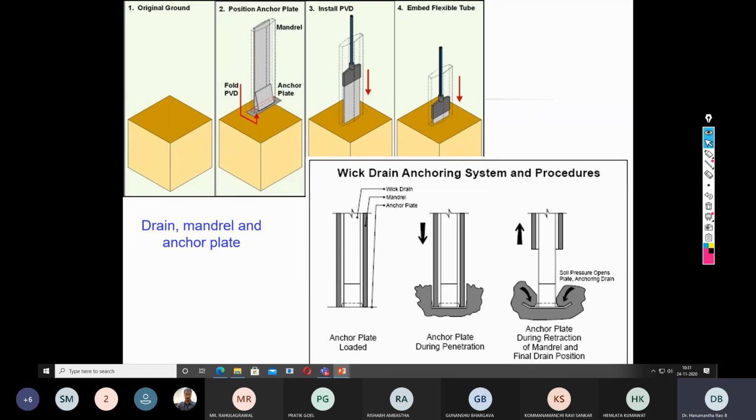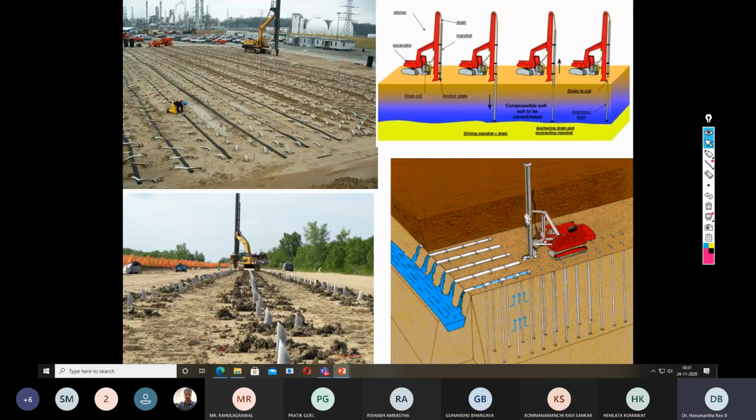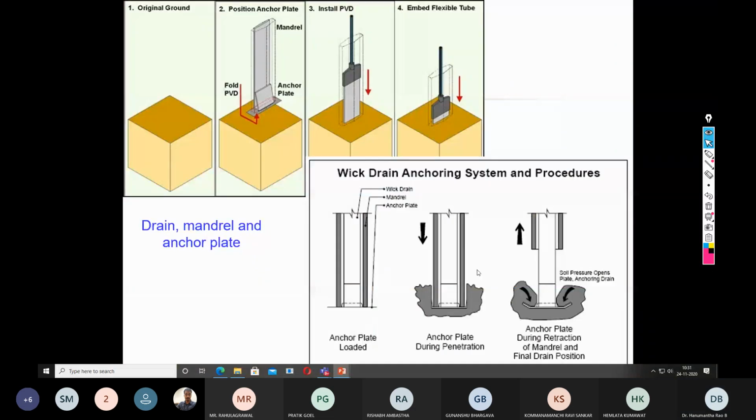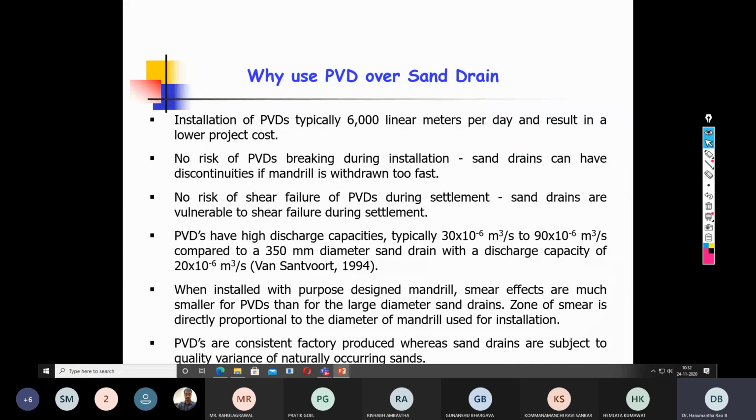So meaning thereby, I need one anchor plate during the installation of one PVD at one location. Suppose if you look at this one, so many PVDs have been installed, so I need so many anchor plates. So this is the mechanism behind the use of an anchor plate attached to the PVD. So these are some important points about the PVD.